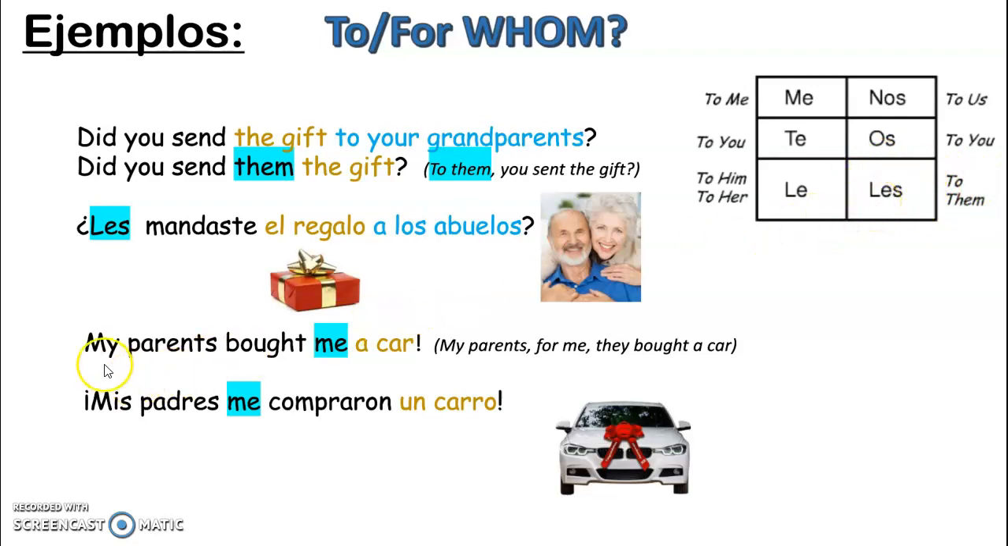The next example, my parents bought me a car. So in Spanish, we would say my parents, for me, they bought a car. The for me is me. Mis padres me compraron un carro.